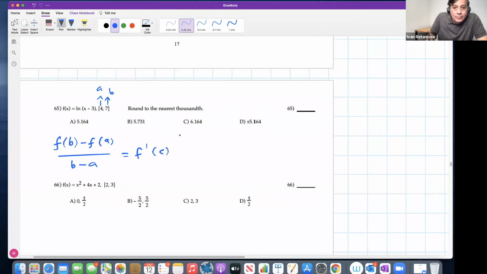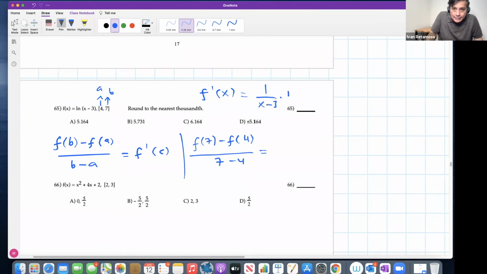Now, so we have to do this, right? f evaluated at 7 minus f evaluated at a, which is 4, over 7 minus 4 equals the derivative of this function evaluated at c. But the derivative of this function, notice this is a natural logarithm, natural log of x minus 3 will be 1 over x minus 3 times 1, the derivative of the inside function, just 1 over x minus 3, right? Now, this derivative evaluated at c will be 1 over c minus 3. Yeah, that's the derivative. Very good.